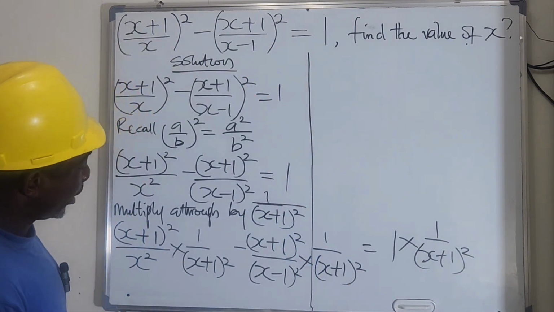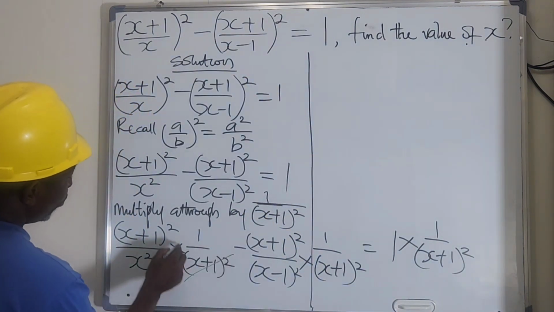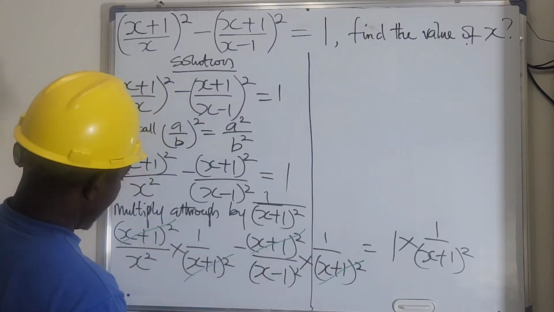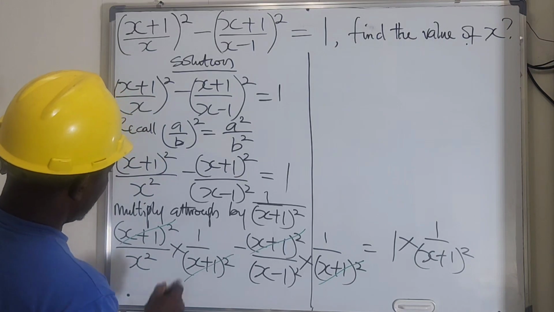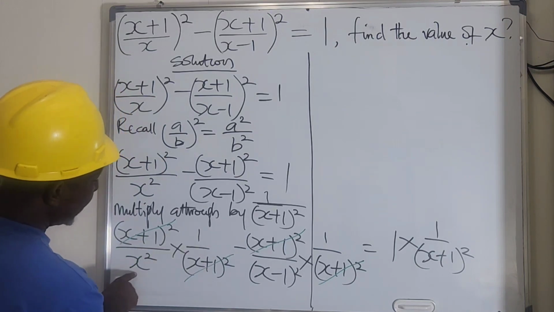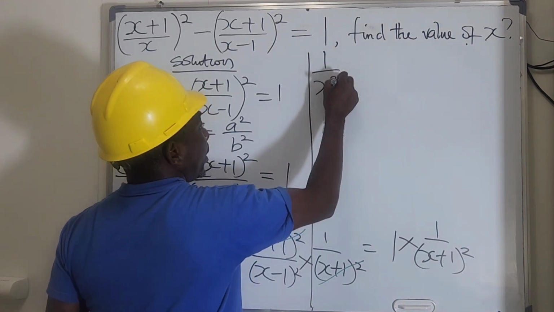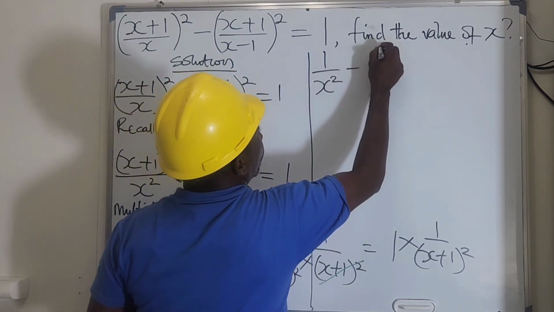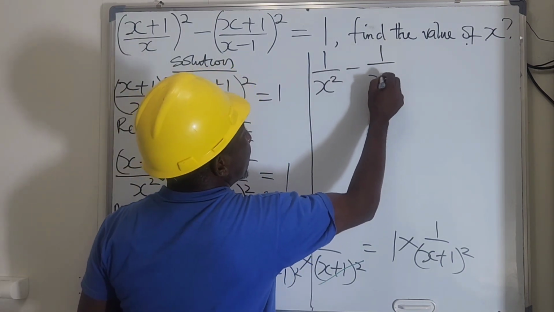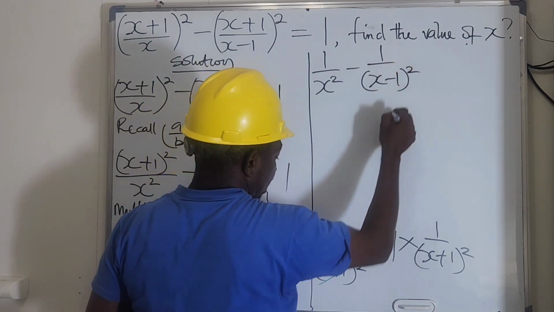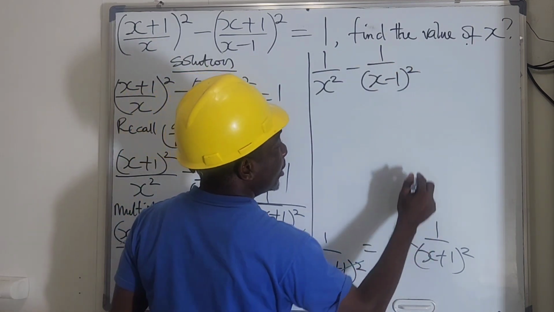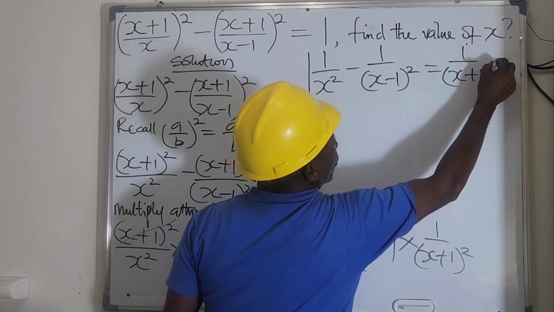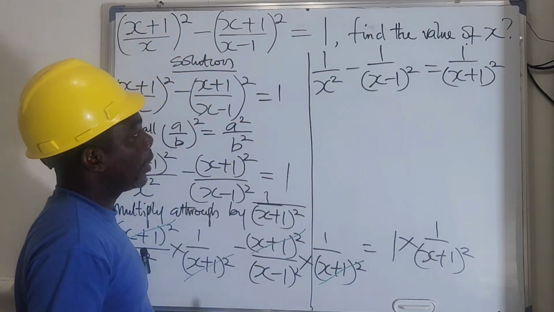So what we have seen now is this one will cancel here and this one will cancel here. So we are now left with 1 all over x squared here minus 1 all over x minus 1 squared equals 1 times this, equals 1 all over x plus 1 squared. So this is what we have.